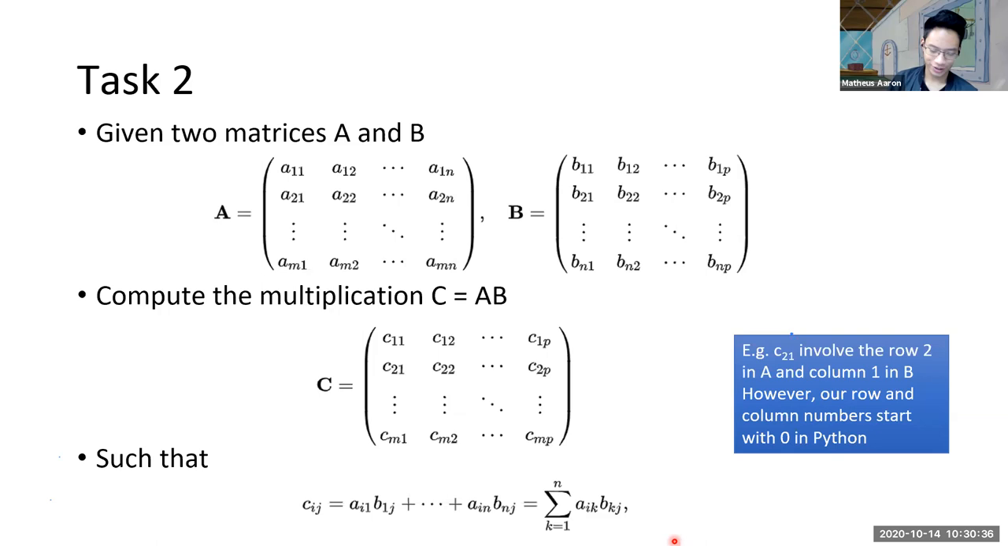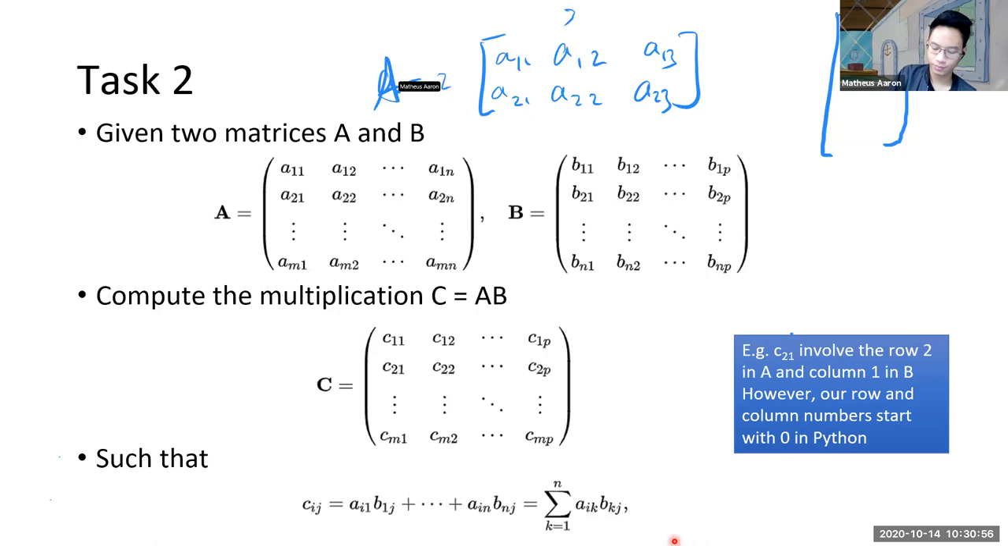Like, I know this is 2, this is 3. A11, A12, A13, A21, A22, A23. Then this is our second matrix. B11, B12, B21, B22, B31, B32. Okay. So I don't know what this matrix is. I think this is a 2 times 3, 3 times 2. I always get them swapped around.